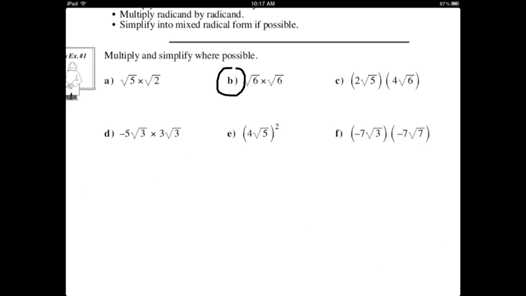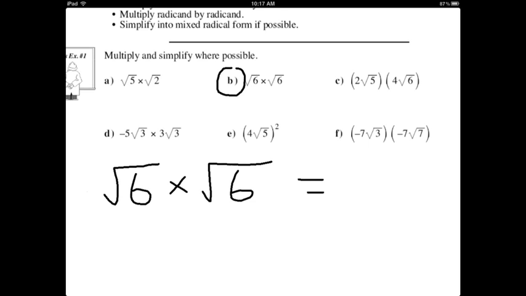Let's try it with B. We have root 6 times root 6. We don't have any coefficients other than 1, so you can really just, if you want to, deal with the radicands themselves. We have root 6 times root 6. You're going to end up with root 36.